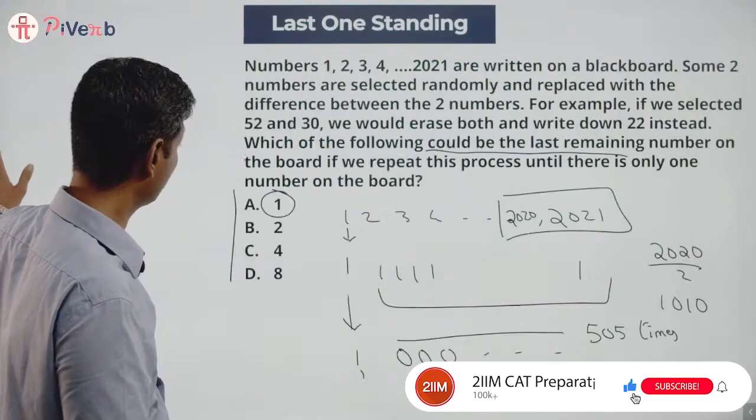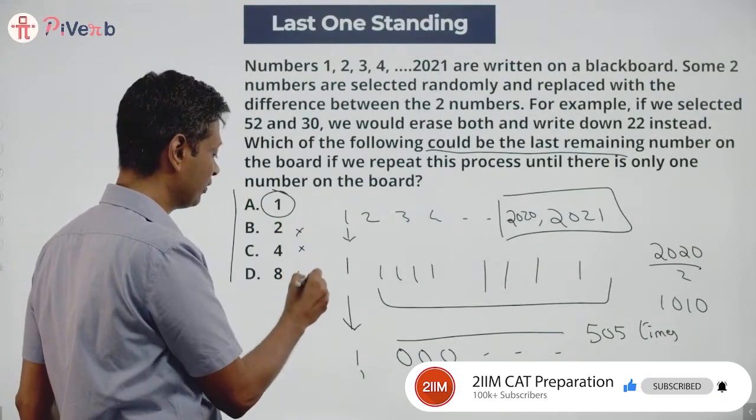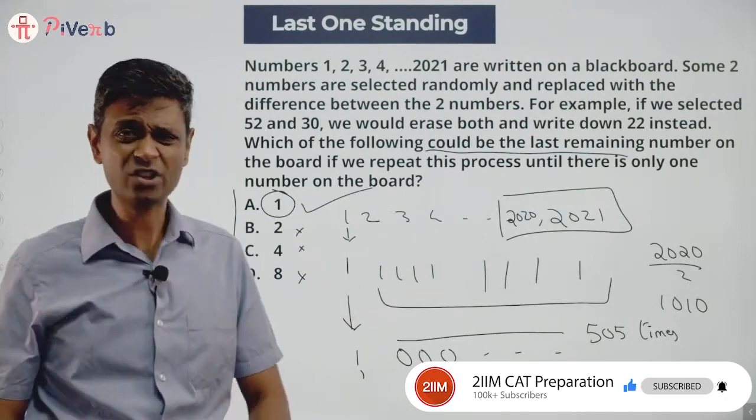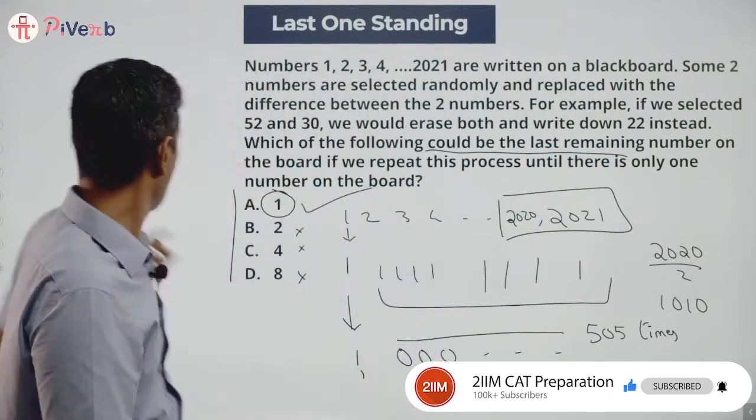If you look at the choices, I have 1, 2, 4, 8. Even number, even number, even number. Only one odd number. My last number has to be an odd number. That is the one I'm looking for. Wonderful.